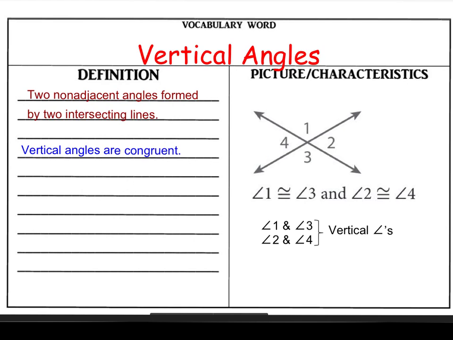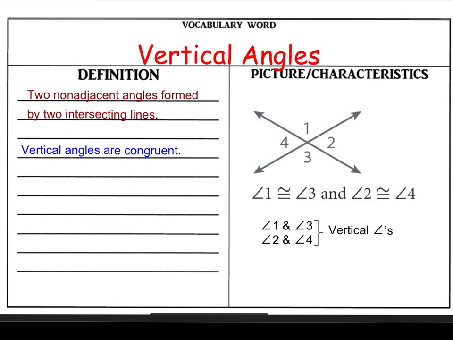4 and 2, or 2 and 4, are also vertical. They are not sharing a side, but they do share a vertex, and that would be this point here where the two lines intersect. Also, by definition, vertical angles are congruent, meaning that these angles have the same measure.